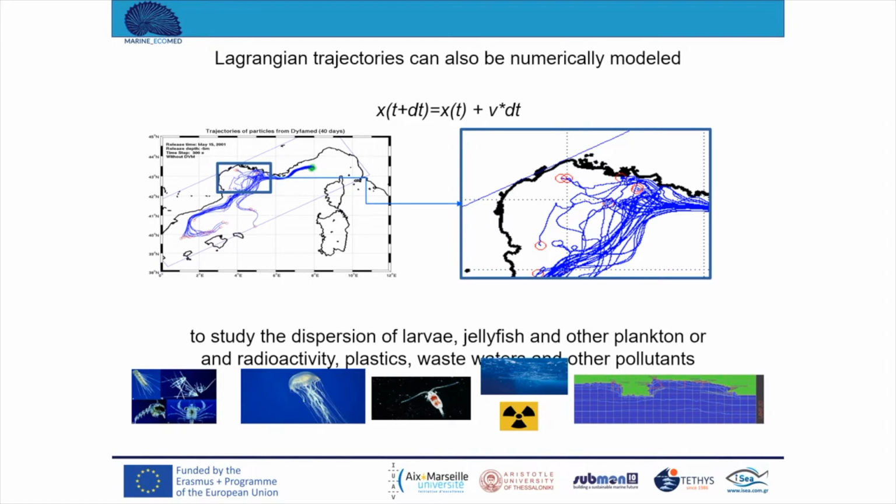And the Lagrangian trajectory can also be numerically modeled, solving a very simple equation. Here you have some example of numerical experiment in the Northern Current, and this can be very useful to study the dispersion of larvae, jellyfish, or other plankton organisms, or also to study the dispersion of pollutants such as radioactivity, plastics, and wastewaters. So this is typical applied research using these kinds of methods.